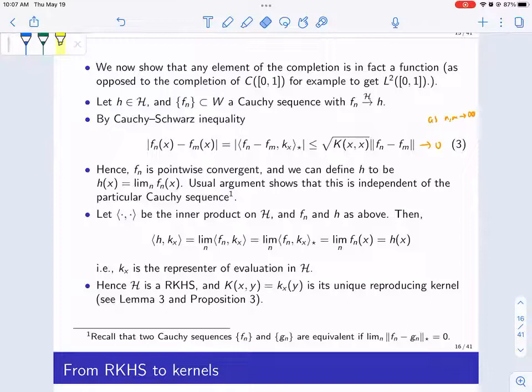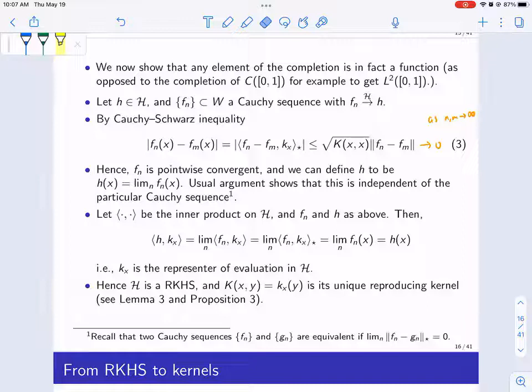And so H is an RKHS, and this has to be the representing kernel because that's the case. Then the uniqueness we'll talk about. The fact that this is the unique representer follows because every RKHS can have just a unique kernel.